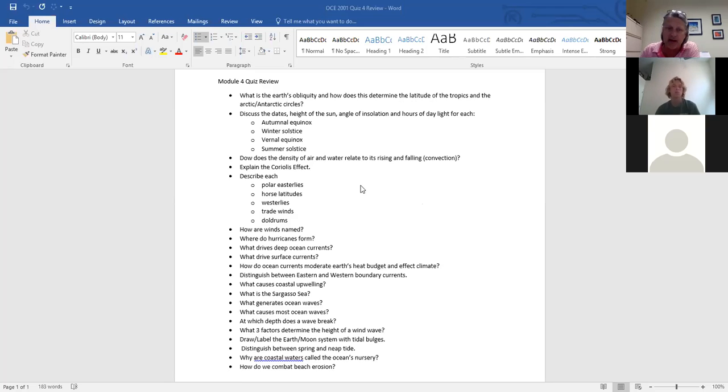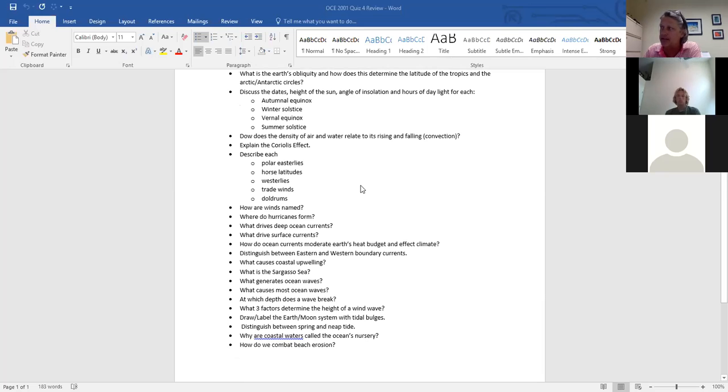Explain the Coriolis effect. Well, we went through that with the Earth rotating under a moving fluid, and everything in the northern hemisphere bends to the right. So it's clockwise around a high pressure and counterclockwise around a low pressure system. We do have gyres, those curved ocean currents, and our global winds also are curved because of the Coriolis effect.